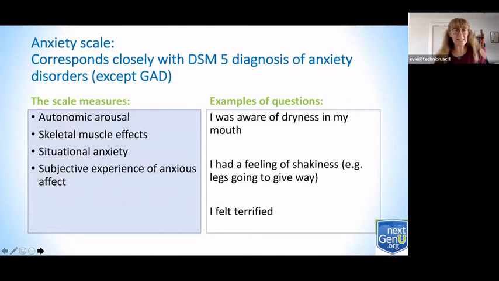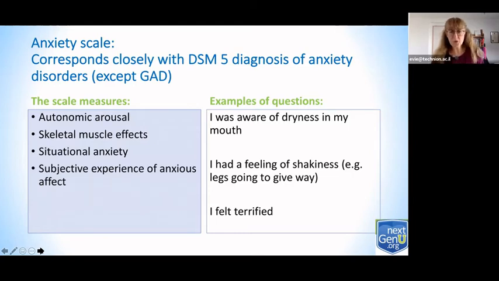Let's move on to the anxiety scale, and this corresponds closely with the DSM-5 diagnosis of anxiety disorders, except GAD, which is a generalized anxiety disorder. And this scale measures autonomic arousal, that's sympathetic autonomic nervous system arousal, skeletal muscle effects, situational anxiety, and a real subjective experience of an anxious affect.